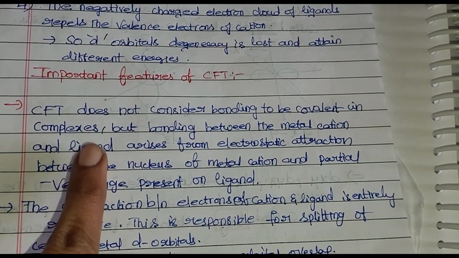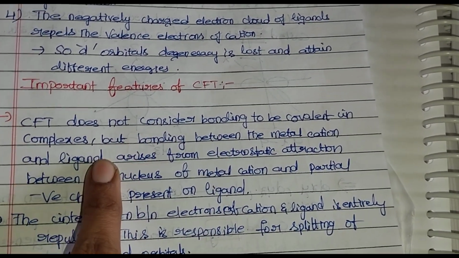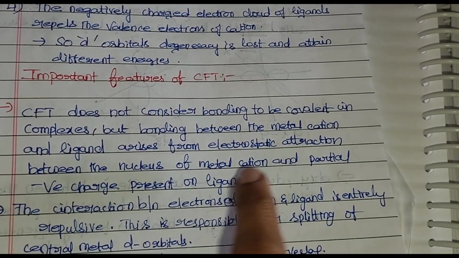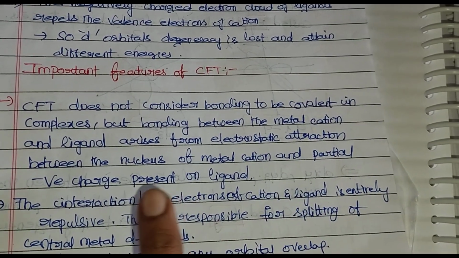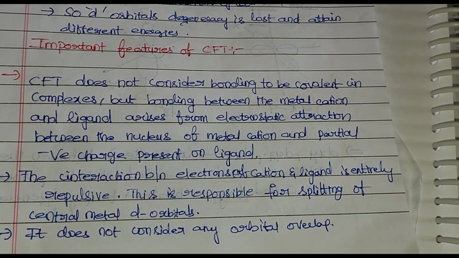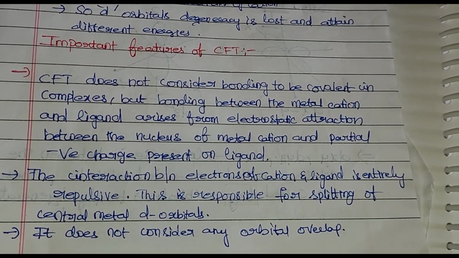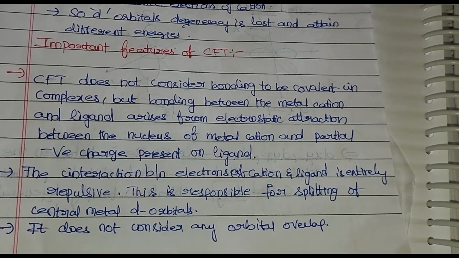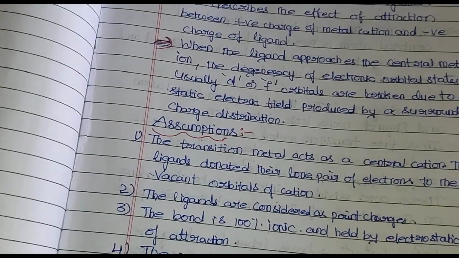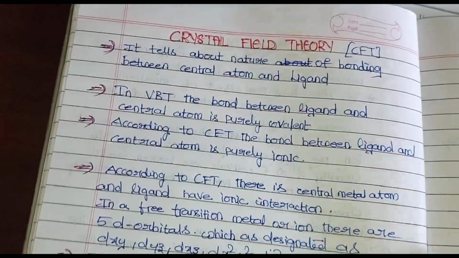So there will be electrostatic attraction between the nucleus of the metal atom and the ligand, and there will be a repulsion between the electrons of the cation and the ligand. Because of this interaction, the splitting of the central metal d orbitals occurs. But it does not consider any orbital overlap here, like in VBT, valency bond theory. Next, we will see the crystal field theory elaborately.